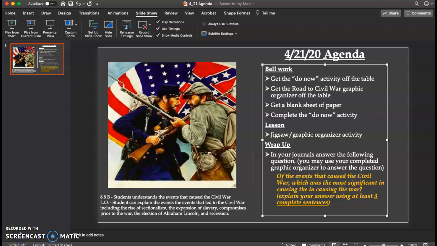Okay, everybody should be working on their do now activity. As you see on the board on your agenda when you came in, you should have grabbed the do now activity off the table. You should have grabbed the Road to Civil War graphic organizer off the table. And you also should have gotten out a blank sheet of paper. If you don't have a blank sheet of paper, you should have grabbed one of those off the table as well. So now you're going to be working on your do now activity.